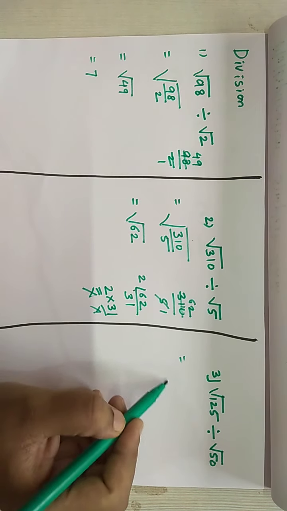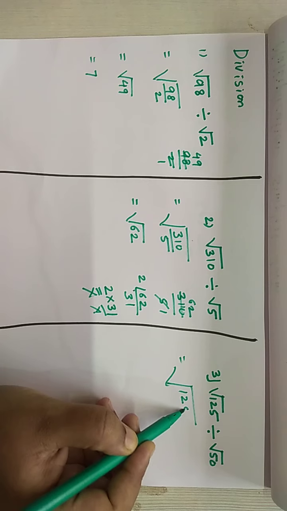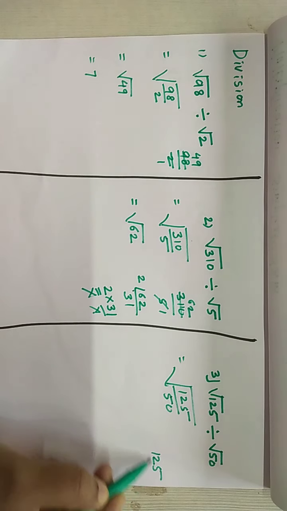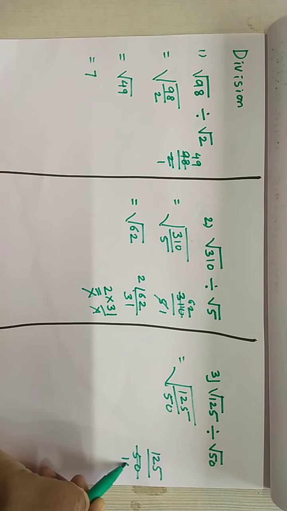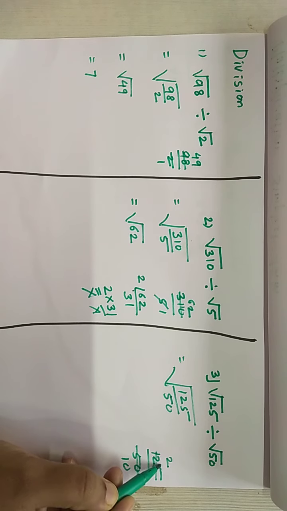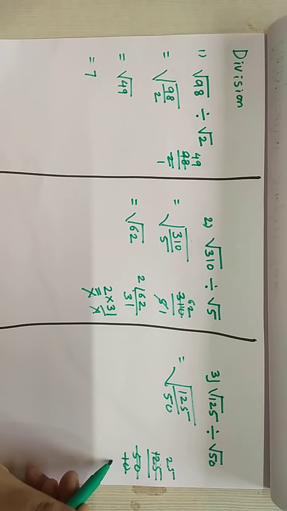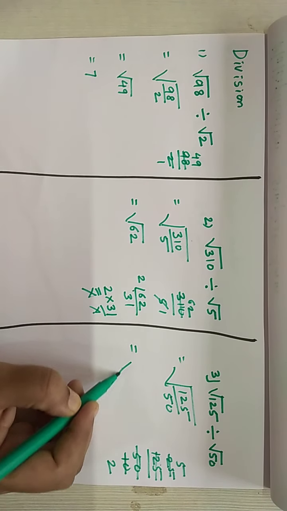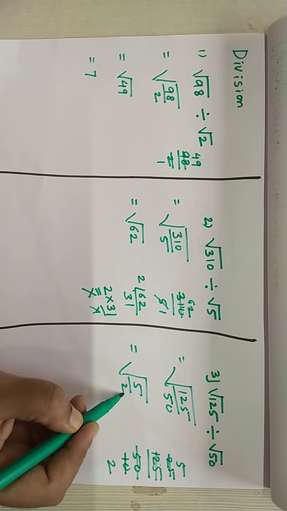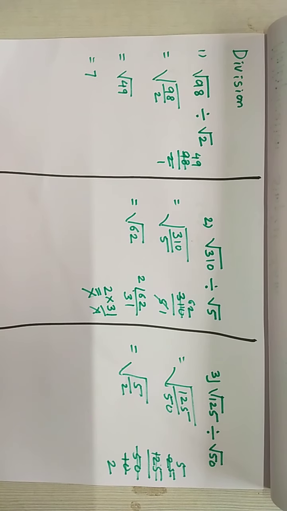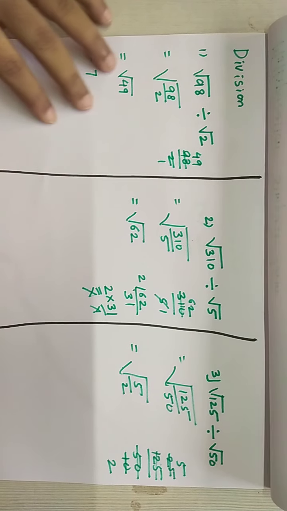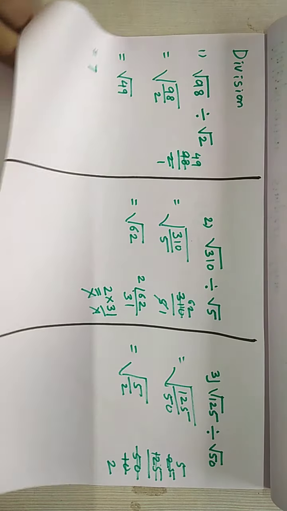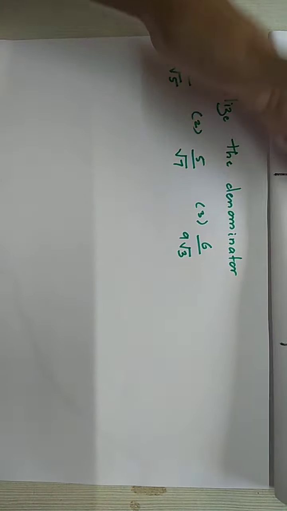Root of 125 divided by 50. Let's divide it. 125 divided by 50. Okay, let's go in the working column and do the cancellation. 5 10s are 50, 5 2s are 10, 2 carry, 5 5s are 25. 5 2s are 10, 5 5s are 25. So you are left with root of 5 upon 2. So here you have root of 5 upon 2 as the answer. Okay. Now let's go to the next sum.